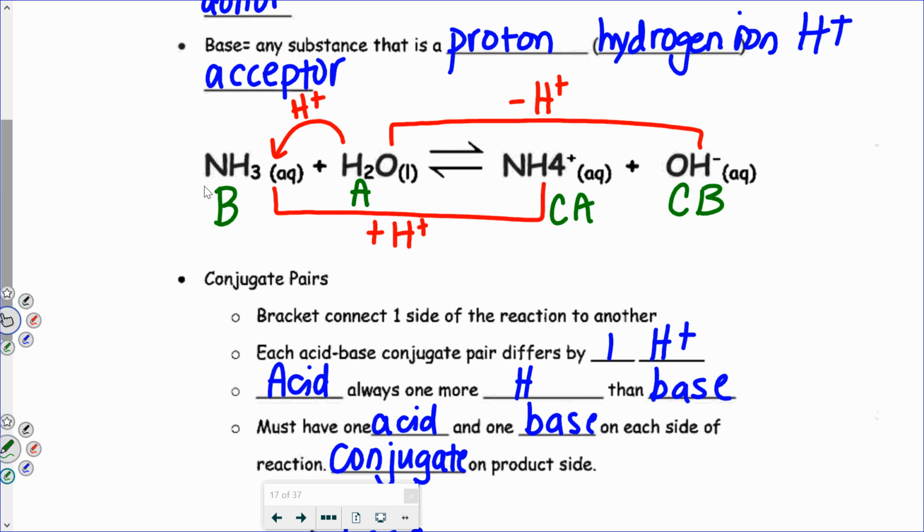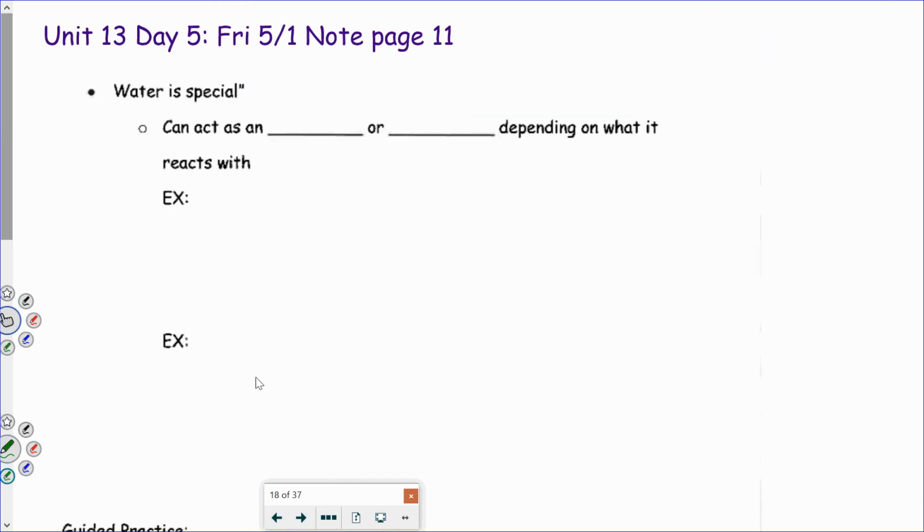You figure out what the base is by if it accepted or donated a proton, a hydrogen ion, and you do that by looking at how many hydrogens are in the pair. So we're going to do a couple more problems, and I know it's really a lot at once. And we're going to do this by, on page 11, looking at water. Water is actually super special. Water acts as an acid or a base, depending on what it's with. And we're going to do 2 examples and practice doing the conjugate and all that stuff.